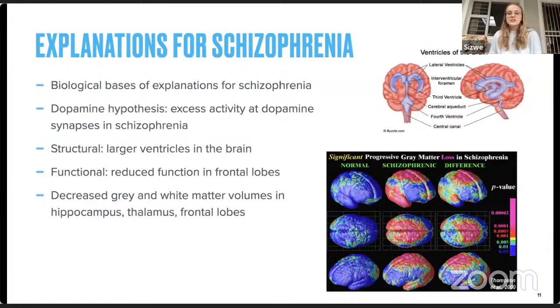That could be what causes schizophrenia. Structural, they found that some schizophrenic patients have larger ventricles in their brain. Functional, they found that there's less function in the frontal lobes, and then decreased gray matter and white matter in the hippocampus, thalamus, and frontal lobes. All of these things I don't have answers to. These are just things that people have hypothesized could be causes for schizophrenia.